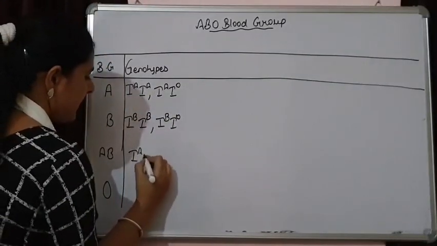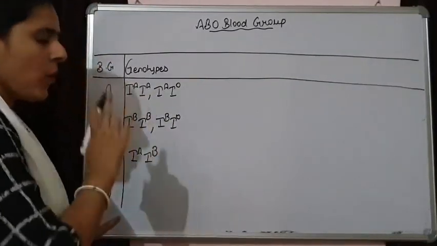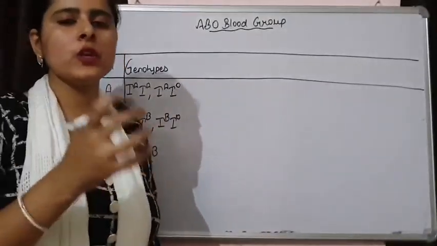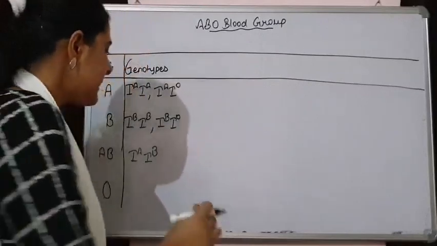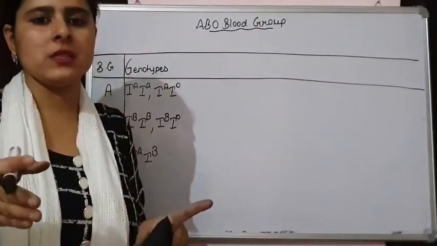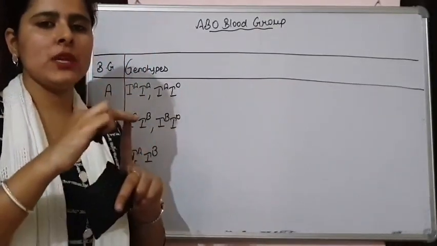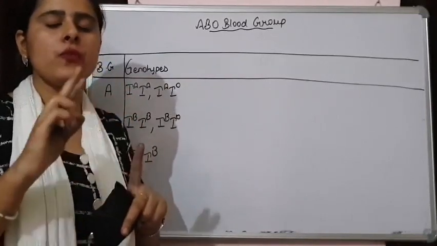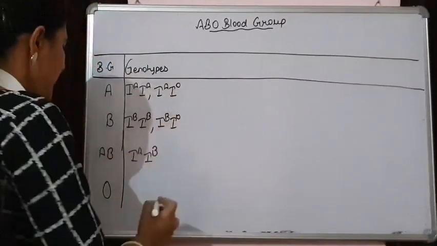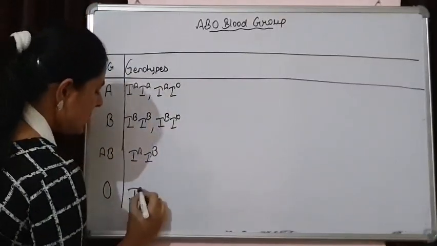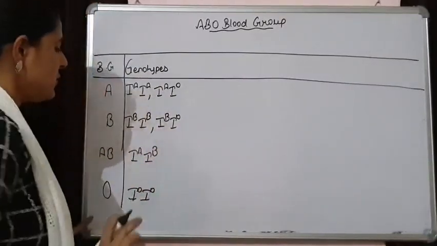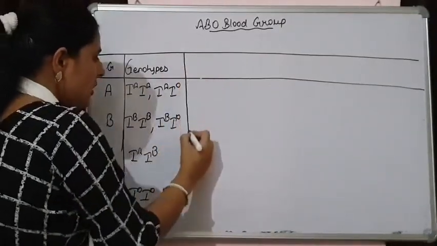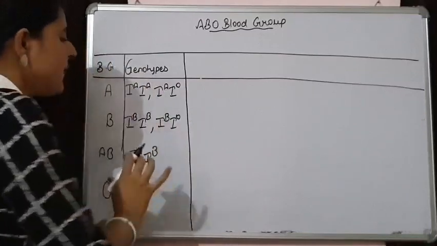For IAB, both the dominant genes are present and both are going to express equally, and that condition is known as codominance. Codominance means a situation in which 2 dominant genes are present and there is equal expression of both the dominant genes. For O, always a homozygous recessive situation will be possible. These are the possible genotypes for these different types of blood group.